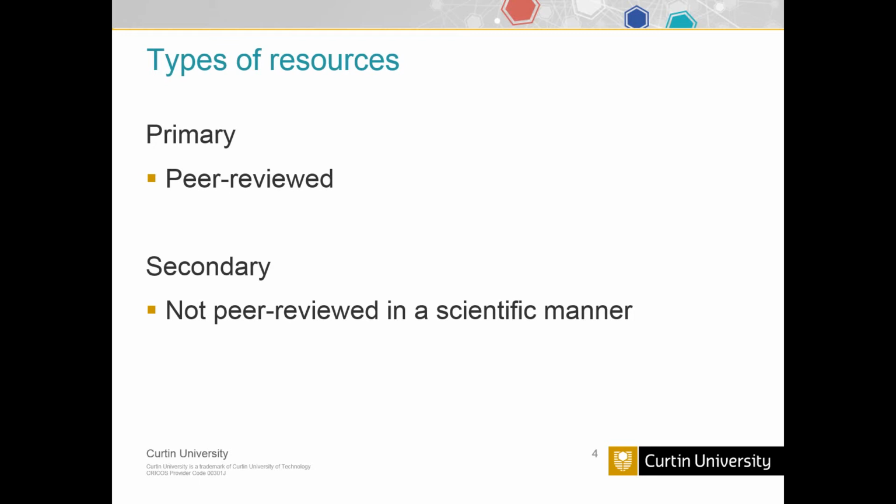Secondary resources include newspaper articles, information found in textbooks, documentaries, films, and radio presentations. Check the Curtin referencing guide for other examples. If in doubt, ask a librarian for guidance.